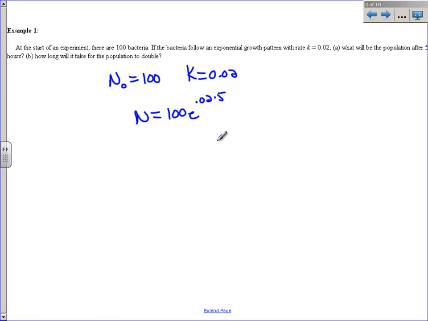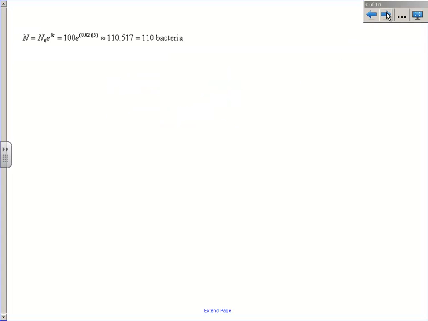And again, on this next page, I've got this worked out. And so we're going to see that here. So we just do 100 times e to the kt power. We're going to have to ask our calculator what that is. Here was our k, here was our t, and here was our N naught. And it works out to be 110 bacteria. That's a very simple application.